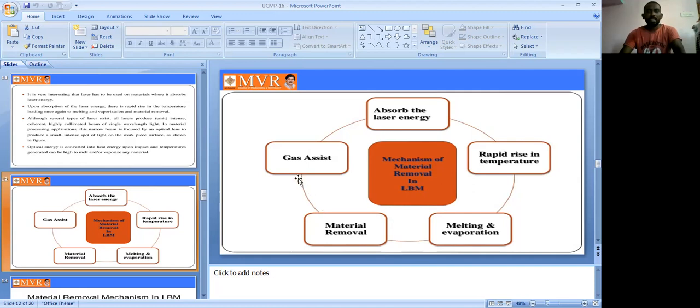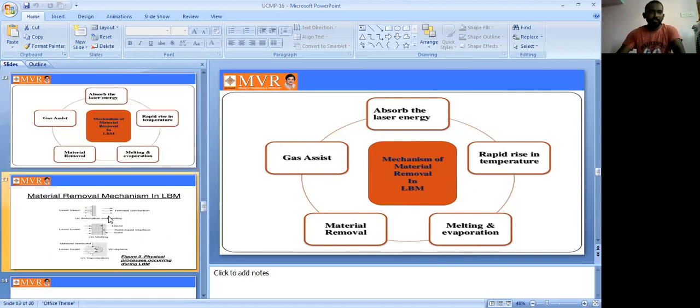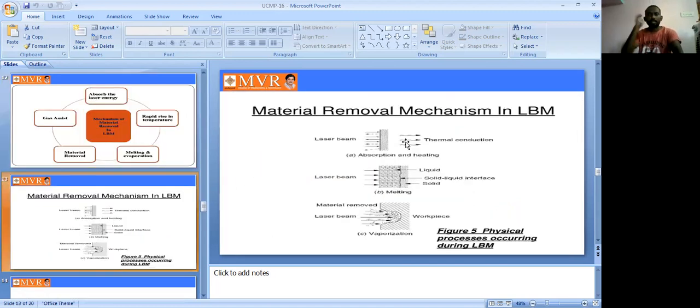నెక్స్ట్ వన్ ఈస్ గ్యాస్ ఎక్స్చేంజ్. మళ్ళీ రిమూవ్ అవుతుంది, గ్యాస్ ఏమైనా ఉన్నా కూడా రిలీవ్ చేసేస్తాం. మొత్తం again you can go for cyclic process. Observe the laser energy, the rapid rise in the temperature, melting, vaporization, material removal, gas exchange, observe the laser energy. It is a cyclic process. It is one of the material removal processes in the LBM process. So one of the mechanisms of material removal in LBM. So next one is we can see the material removal mechanism in LBM.